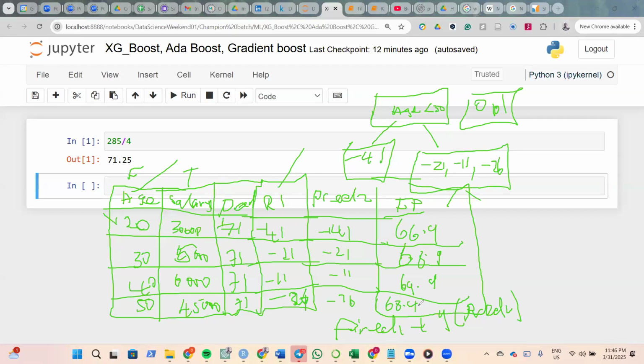68.4. Okay. So this is going to be our final prediction for model 2 based on the data. This is what we talked about in our last class, and we said this is what gradient descent does. Perfectly fine. This is what it does.